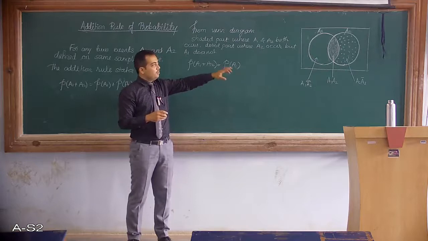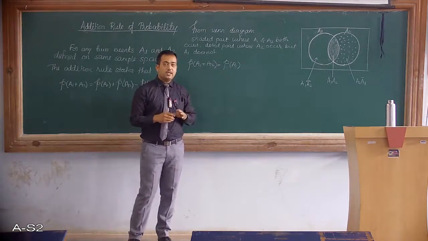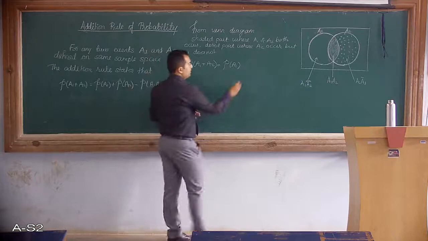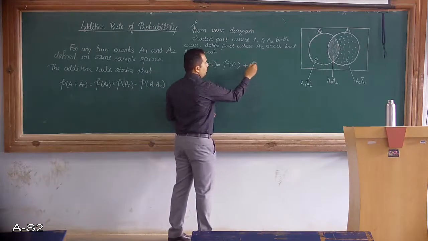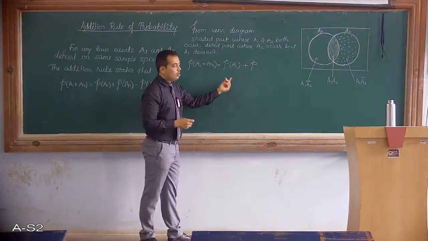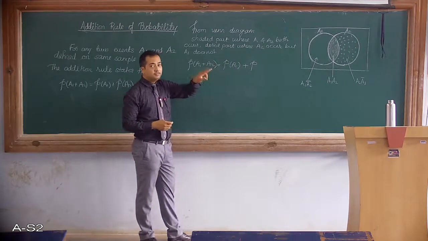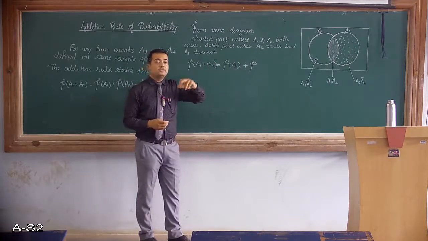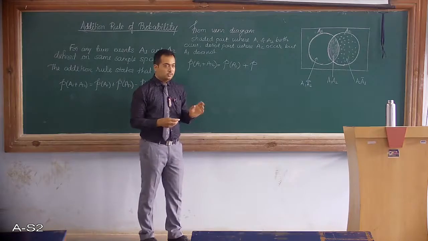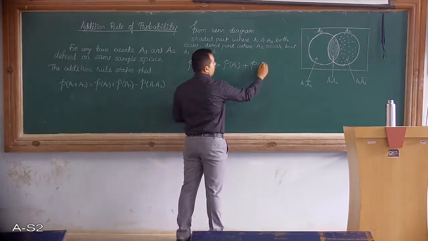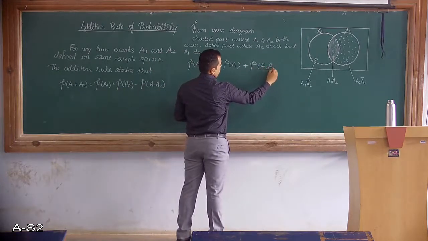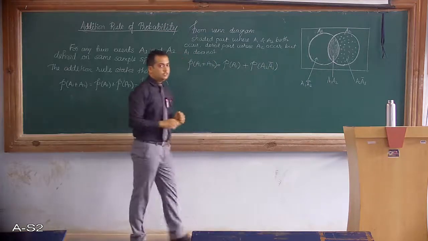That is nothing but A2 occurs but A1 does not occur. So I would write it in this way: probability of A2 then A1 bar. A1 bar means A1's complement, where A1 does not occur. So this is my equation 1.